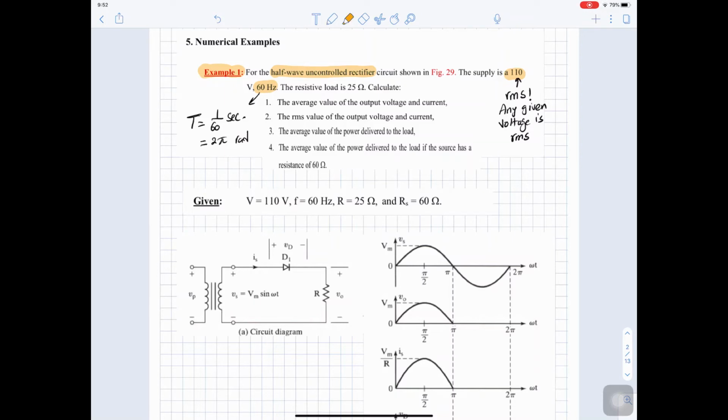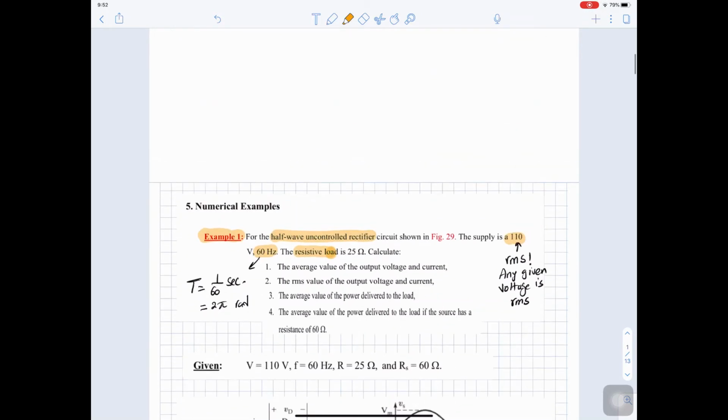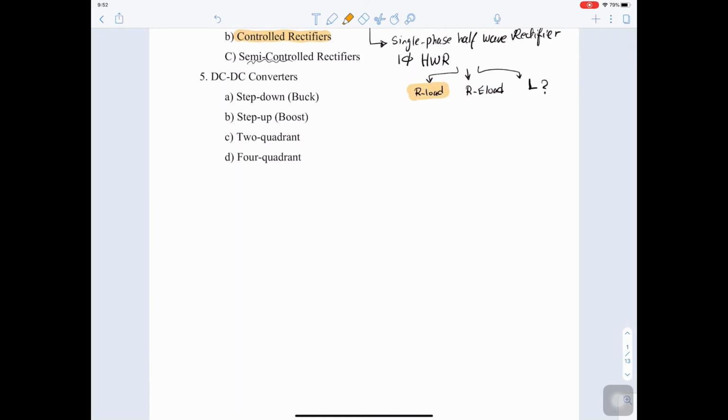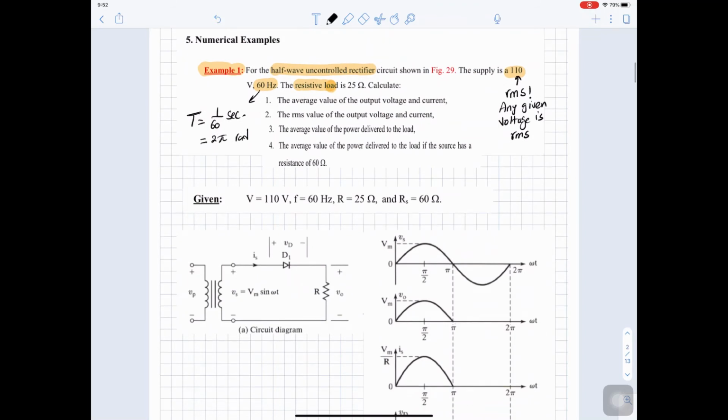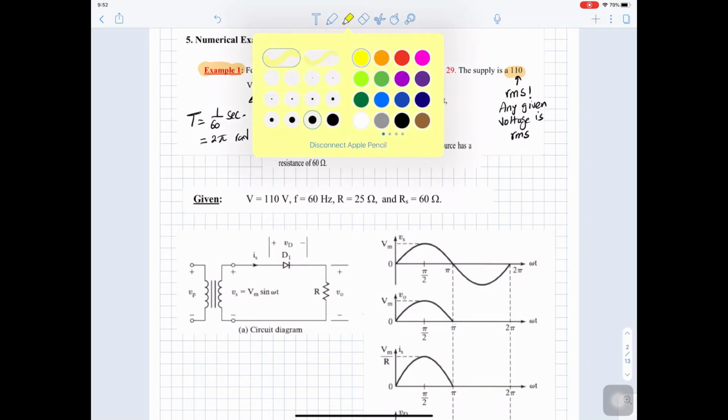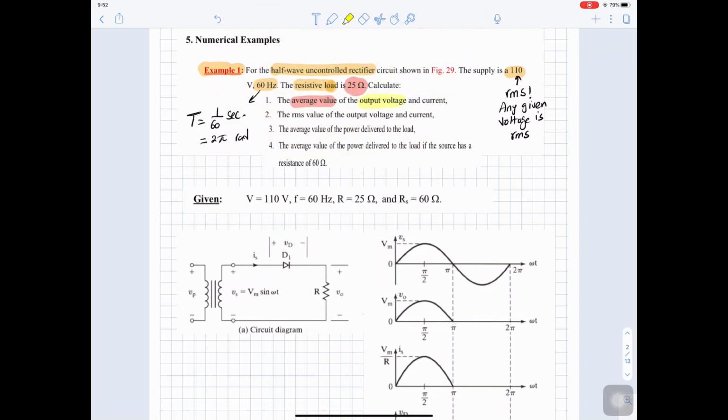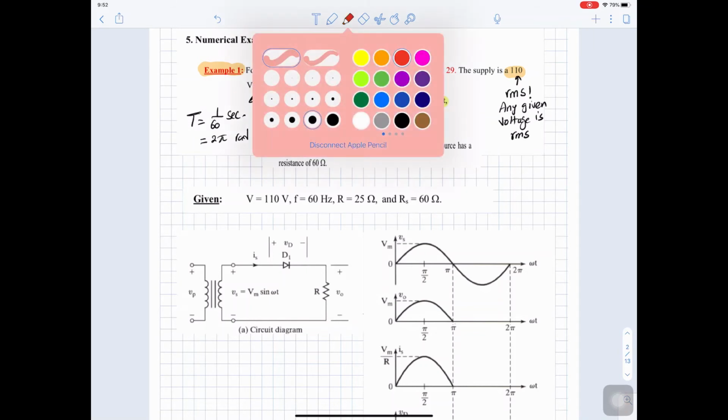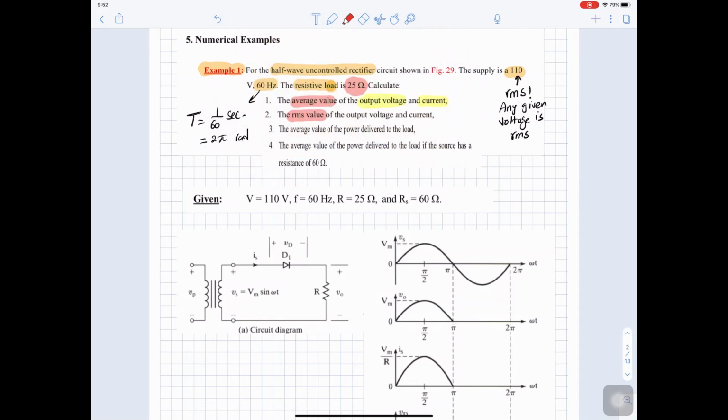The load here is a resistive load, so we are supplying an R load. So in this application, a single phase half wave rectifier supplying an R load. And the load resistance here is given as 25 ohms. And we need to calculate the average value for the output voltage and current. And then we need to find the RMS value, for the output voltage and current.